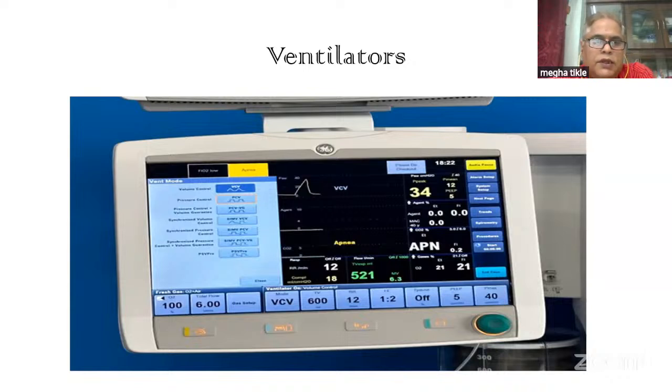You can have a gas setup which can select what gases you want to give, what is the total gas flow, what is the percentage of oxygen, and other usual settings of the IE ratio, the rate, volume or pressure, the trigger, PEEP, and the peak pressure. So everything can be controlled from the touchscreen on the ventilator. And the patient's actual parameters are shown on the right hand side as numerics.